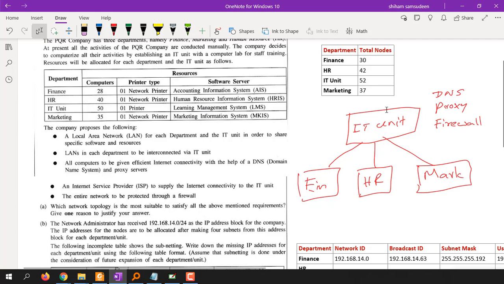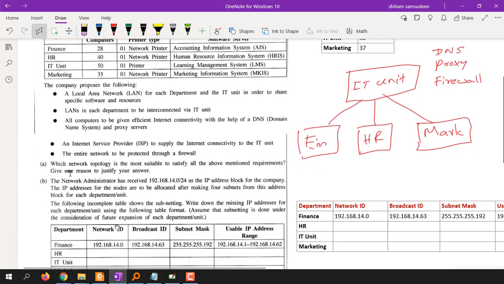So basically, as you can see, there's a central thing like the IT unit, and the other departments are connecting to it. It's sort of a star topology right there, and each of these is a LAN, local area network, and probably it will have a switch, and then all the computers or the networking nodes will be connected to that. So there also what we would see is a star topology. So the answer would be star topology.